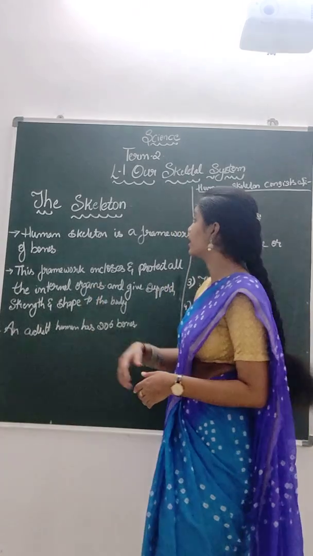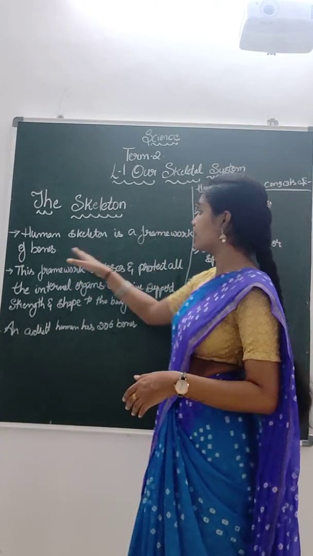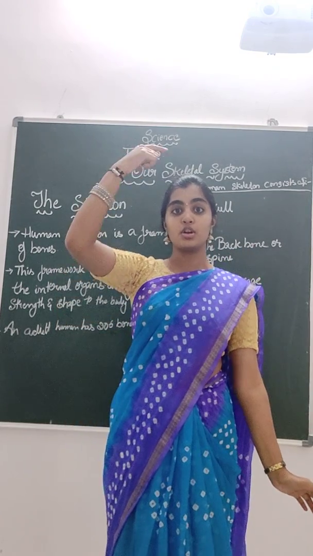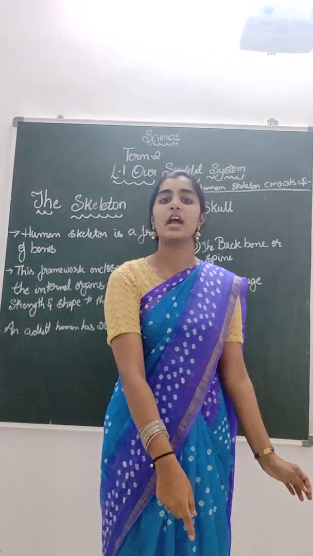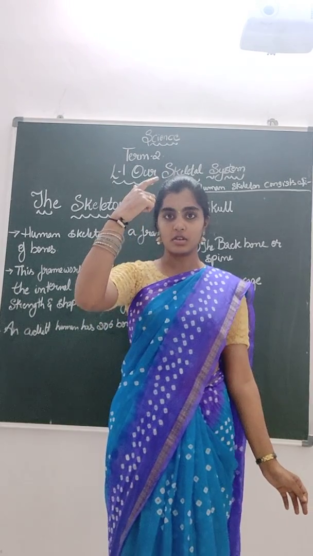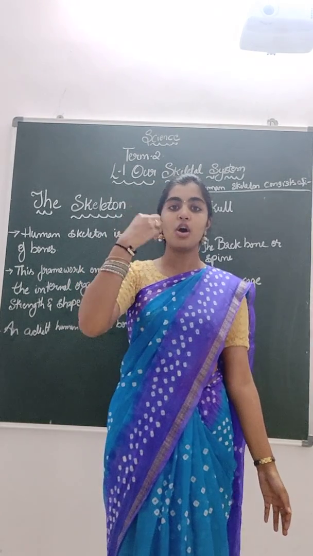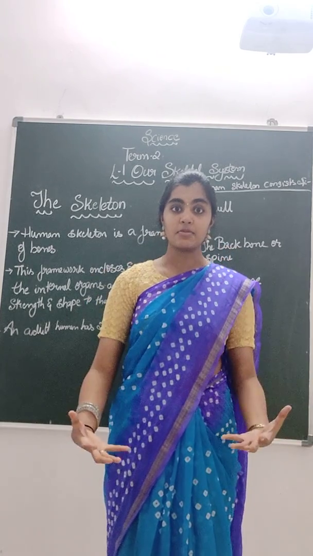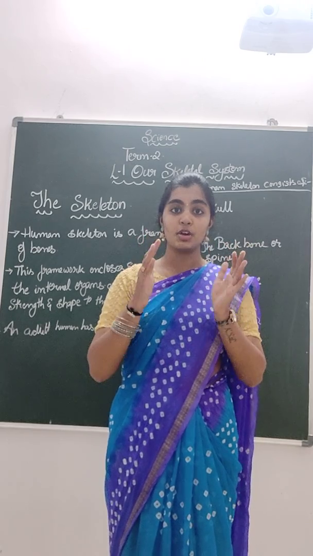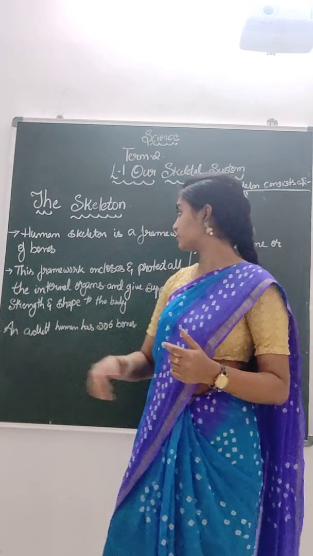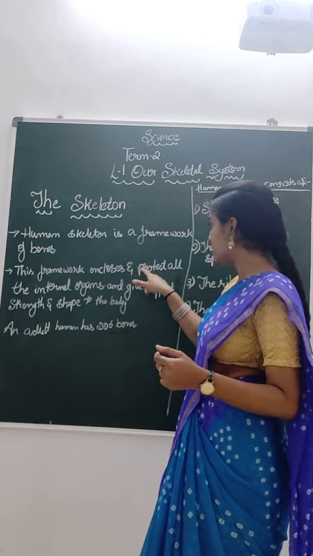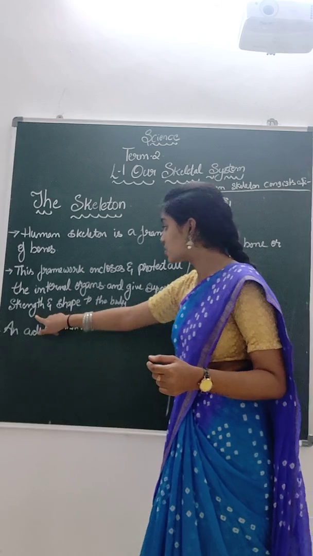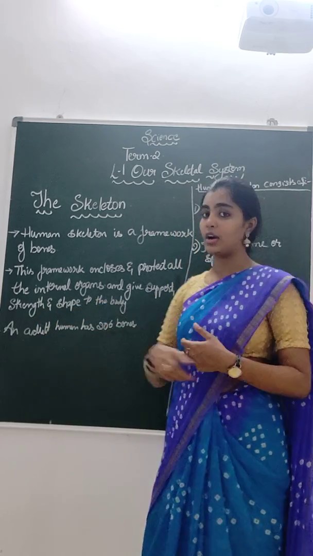Now let us understand. The human skeleton is a framework of bones. From the top of your head to the tip of your leg, you have bones. Because of these bones, it forms a framework. Because of that, your organs are situated in the correct manner. This framework encloses and protects all the internal organs and gives support, strength and shape to the body.